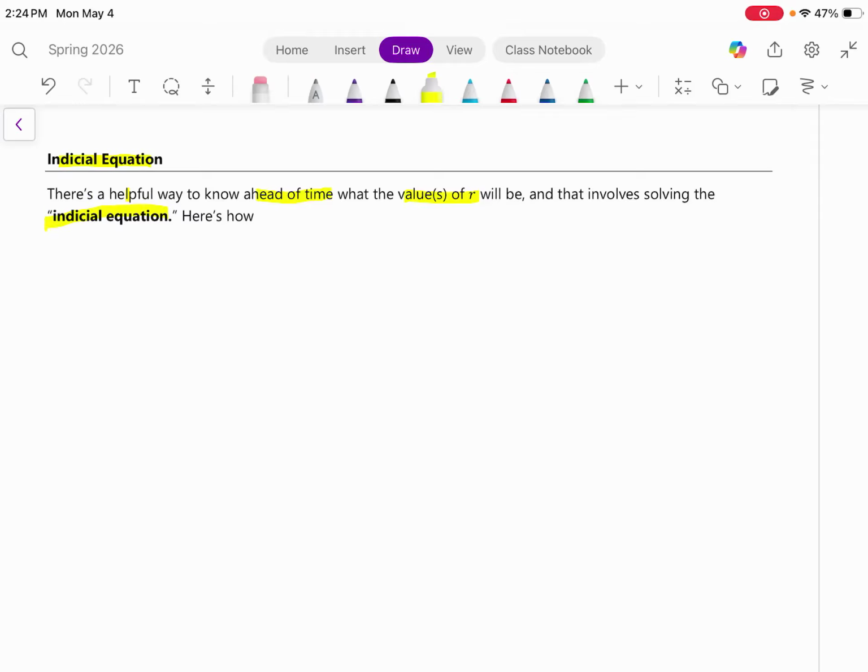So, a good check to do beforehand, before you start solving the differential equation with the power series, a sub n x to the n plus r. You want to do it before you start the problem so that you can verify your work, but it's up to you. But here's exactly how we do it.